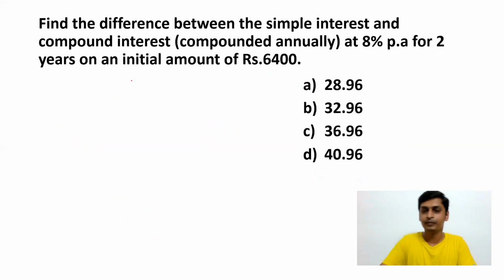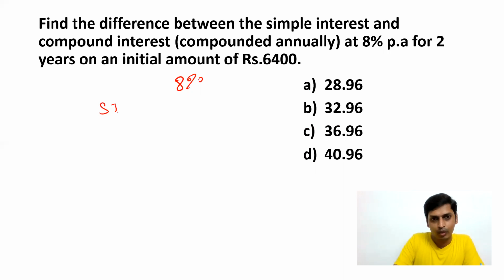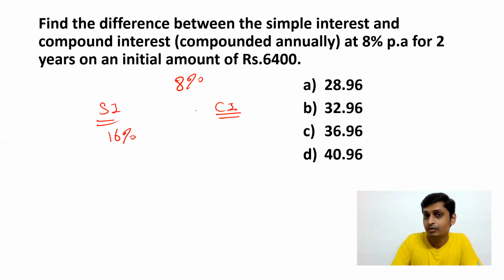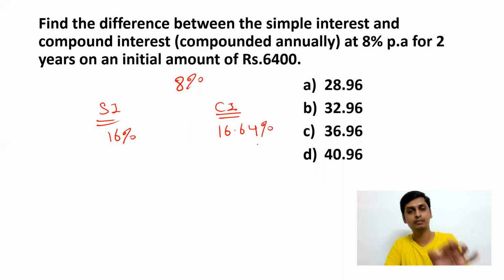We know the shortcut. If it is 8% in simple interest, for 1 year it is 8%. For 2 years, that will be 8 into 2, 16%. In compound interest, for 1 year it is 8%. For 2 years, that will be 16.64%. So this is a shortcut, and I'm including the link for the shortcut in the description. If you want, you can have a look at it.